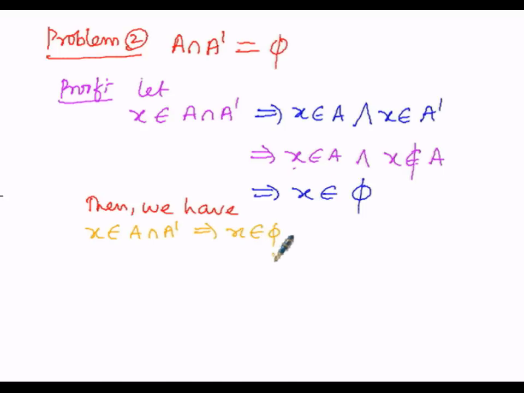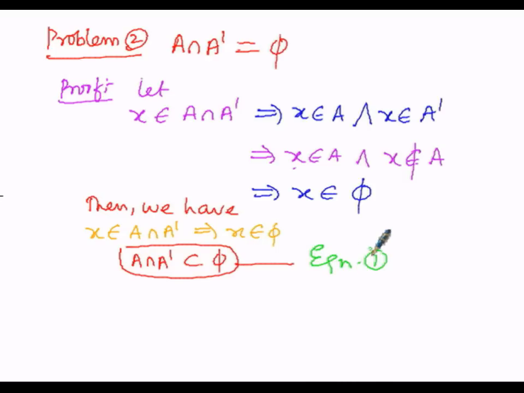From this it is clear that the elements which belong to A intersection A dash are also the elements of the empty set. So here, therefore, the first set, that is A intersection A dash, will be a subset of this empty set, that is phi. So we have proved the first case. Let us consider this as equation number 1 or condition number 1, and this as case number 1.